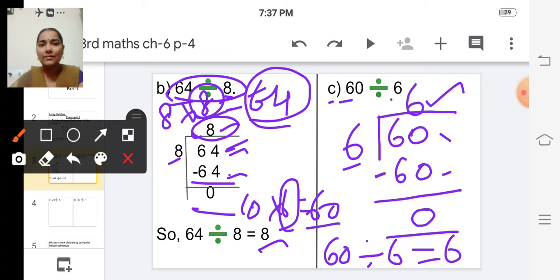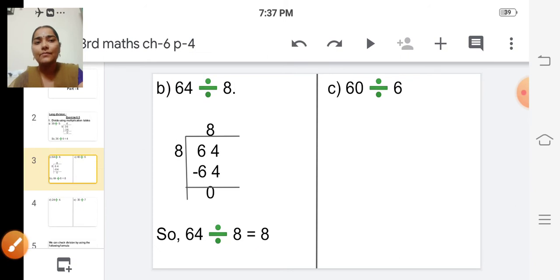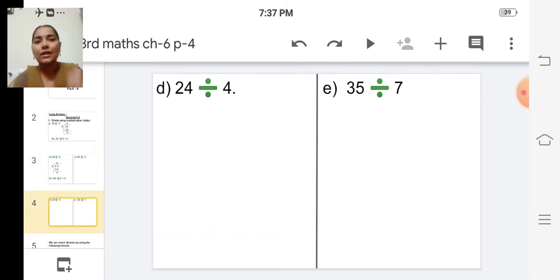Have you all understood, children? So here we are dividing the numbers using multiplication tables. Sorry, 10 times, no. So you have to write 10 here. 10 sixes are 60, isn't it? So the answer is 10. Okay children, so 60 divided by 6 is equal to 10. Okay, so we'll do the next one.